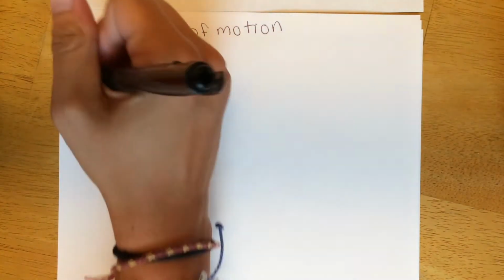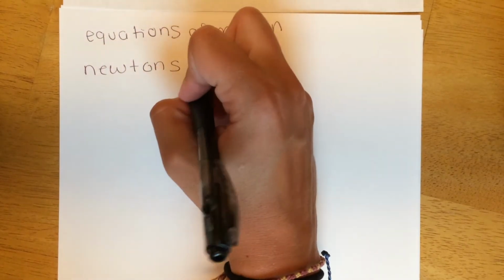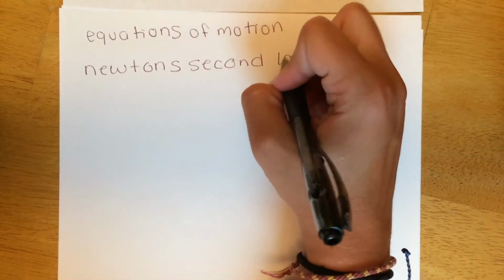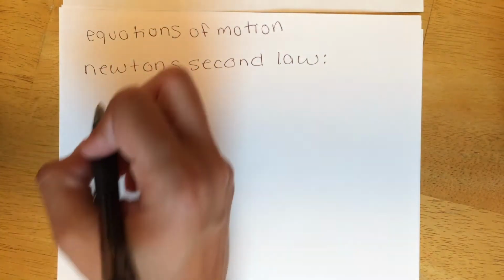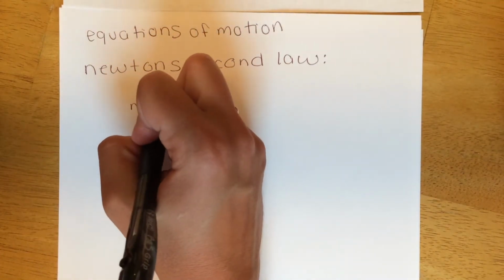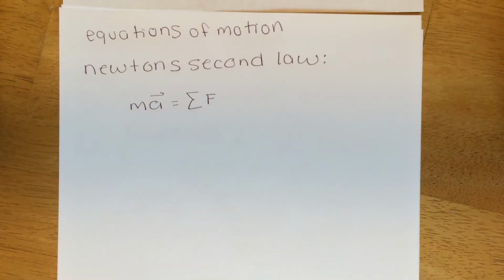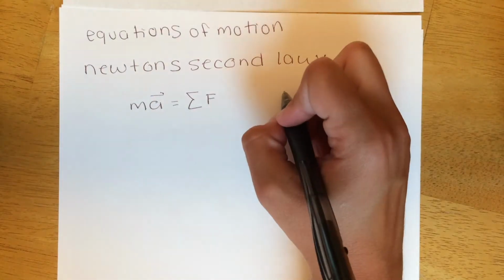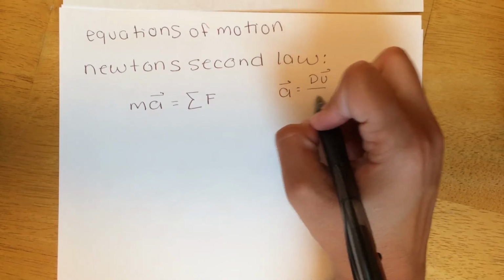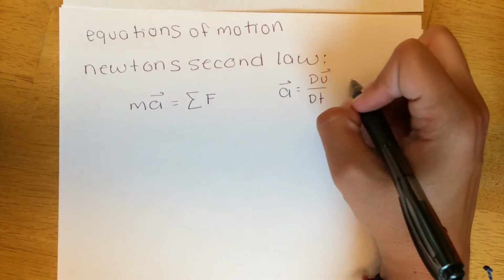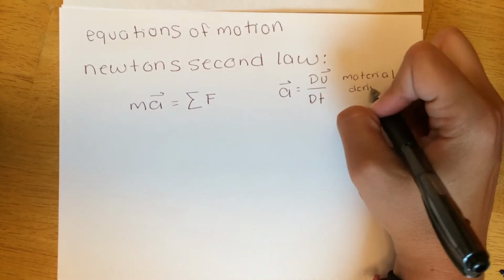Okay, now we can finally begin to talk about the equations of motion. As I previously mentioned, these three equations are derived from Newton's second law of motion. As we might know, Newton's second law of motion states that force is equal to the mass times the acceleration. You might also know that acceleration is simply the rate of change of velocity with respect to time. In this case, since acceleration changes in time and in space, we use the material derivative of velocity u to describe the acceleration.